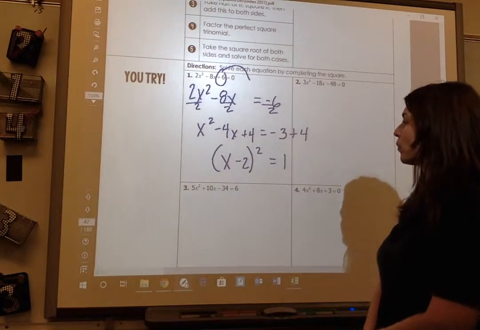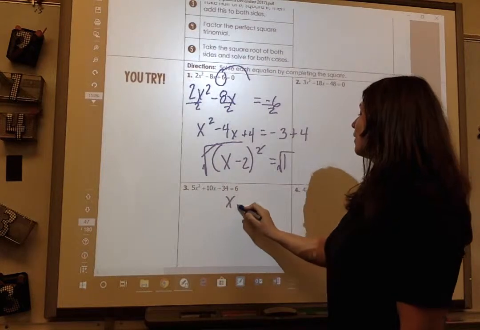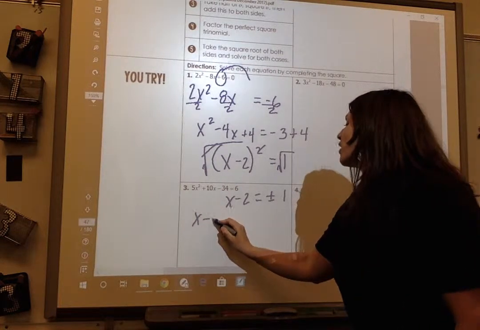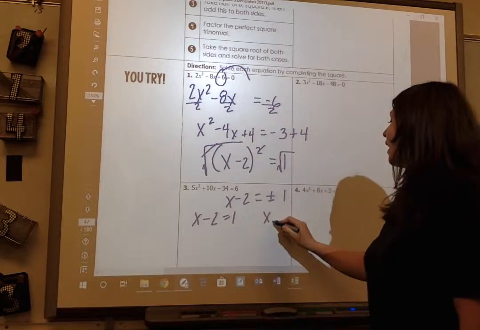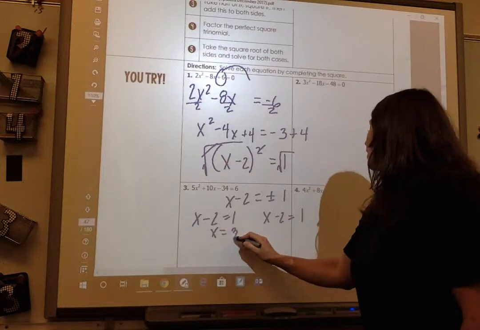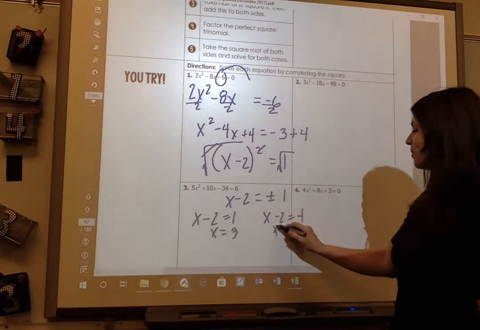And that's what I get. x minus 2 squared equals 1. Take the square root. Those cancel out, so I'm left with x minus 2 equals positive or negative 1. So I set up my 2 equations. x minus 2 equals 1. x minus 2 equals negative 1. And so I get x equals 3, and I get x equals, oh, sorry, that's negative 1. No, I'm so sorry.